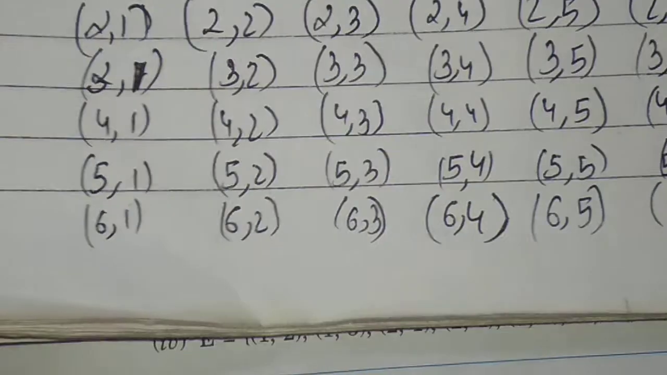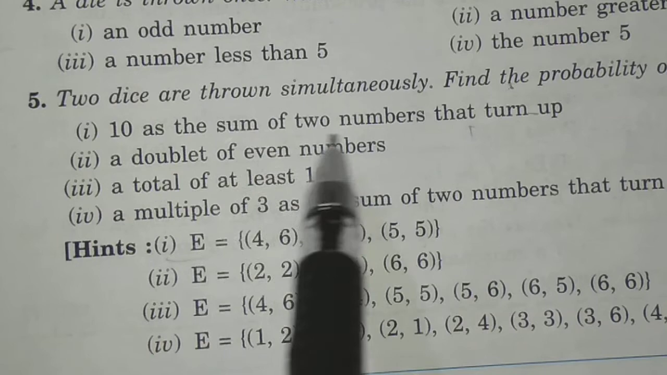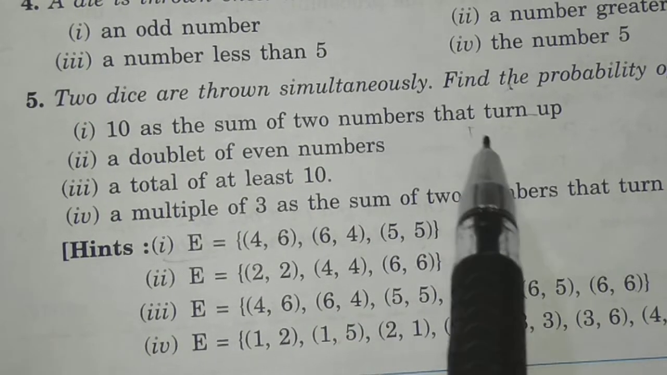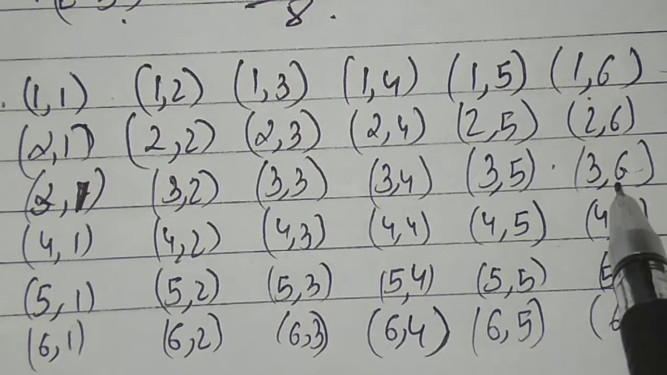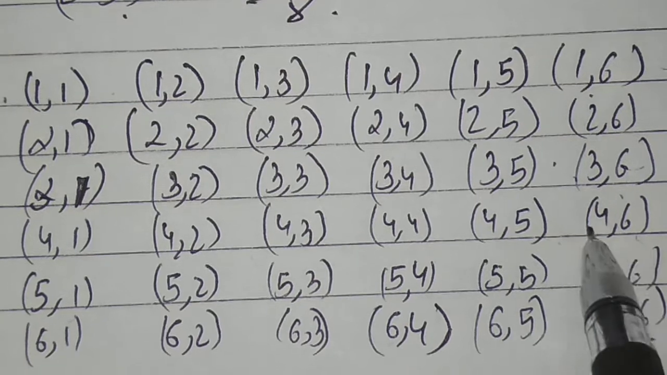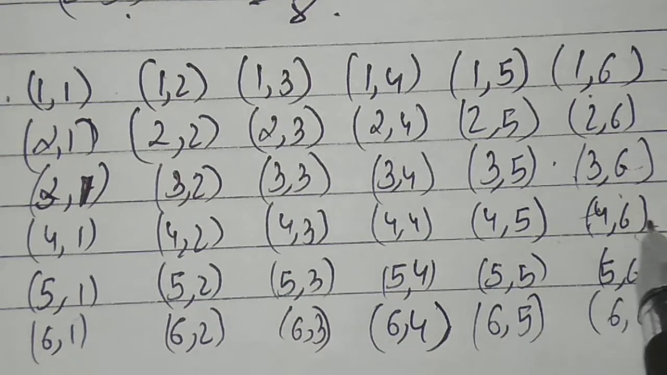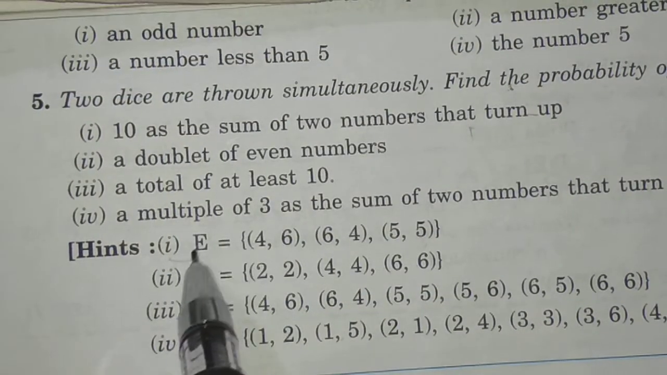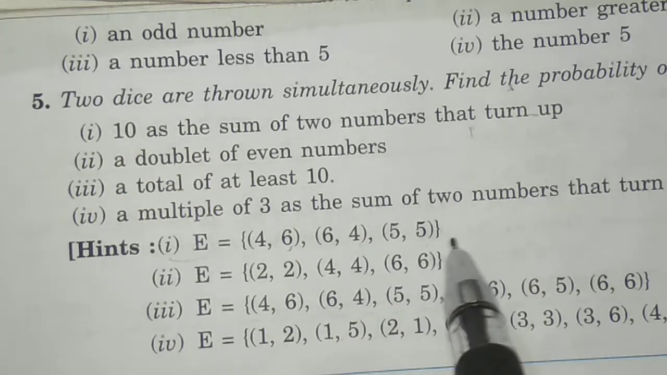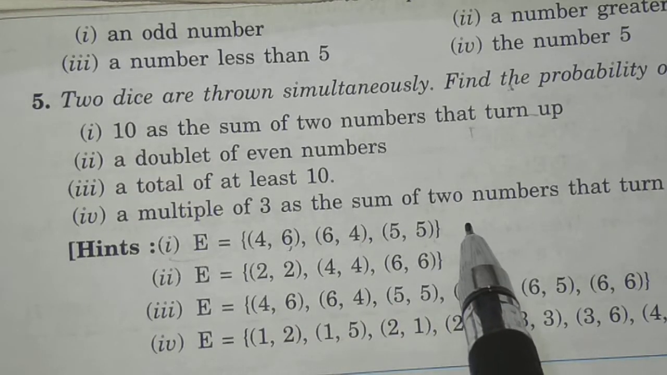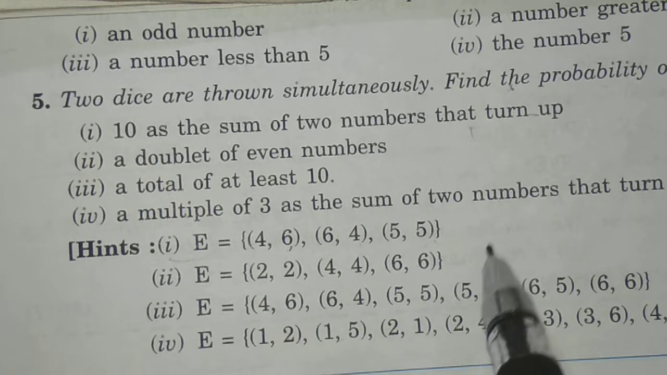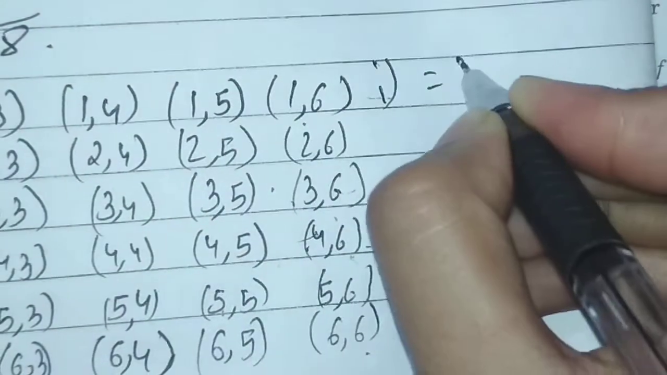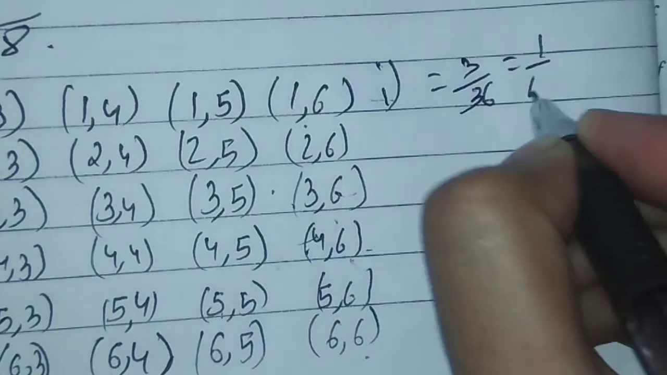Okay, so now it was asked, 10 as the sum of two numbers that turn up. 10 means, see here, 4 6. 6 plus 1, 6 plus 2 equals 8, 6 plus 3 equals 9, 6 plus 4 equals 10, means 4 plus 6 equals 10. So 10, 10 and 10, so three outcomes are there. So our event equals 4 4, 6 4 and 5 5. Okay, so our probability will be 3 by 36, that will be 1 by 12. Our first answer will be 3 by 36 equals 1 by 12.